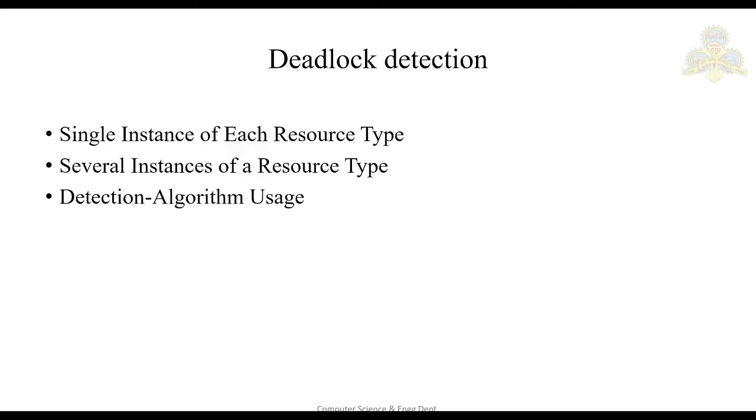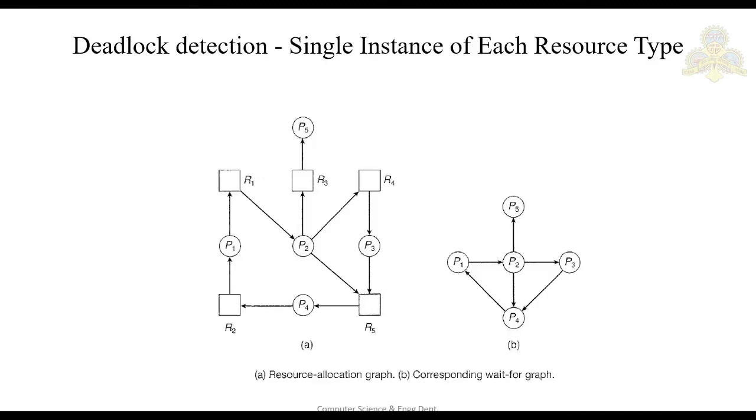So first we will talk about some algorithms that examine the state of the system to determine whether a deadlock has occurred. In deadlock detection, first we will see a single instance of each resource type, then several instances of a resource type, and then we'll see the detection algorithm usage. Okay, so first we'll talk about a single instance of each resource type.